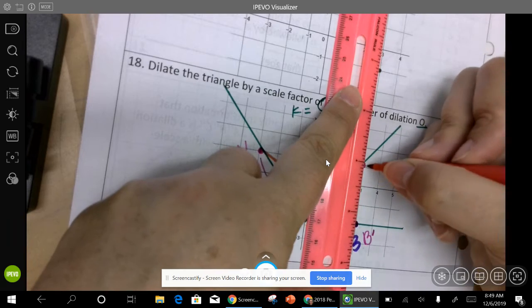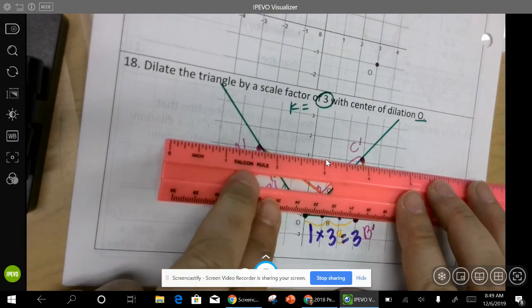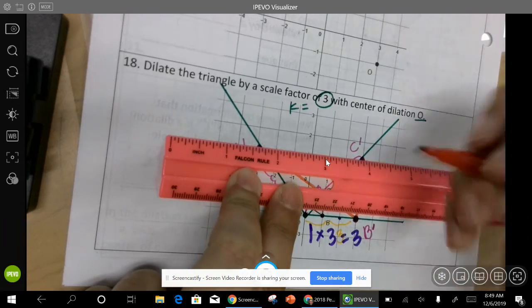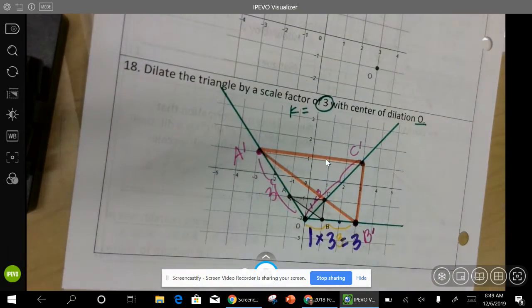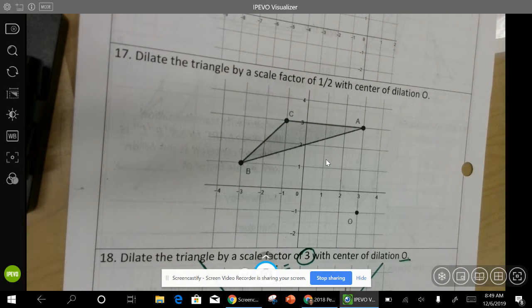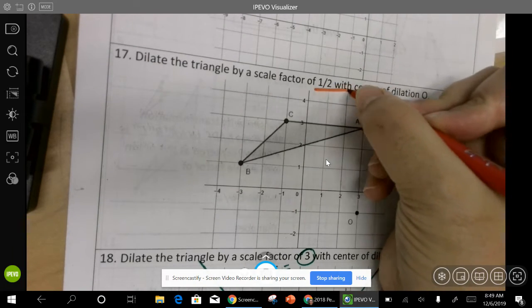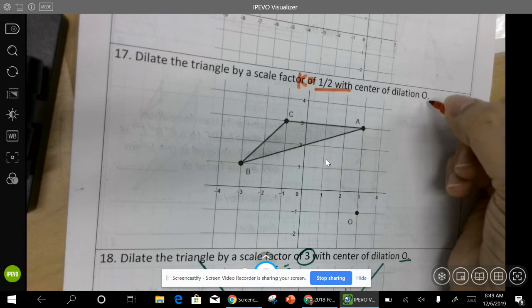So we dilated it, we enlarged it by a scale factor of 3. So we enlarged it by 3 times. It's like when you zoom in on your phone so that you can see something, you're increasing it by a scale factor of 3. Okay, this one says dilate by a scale factor of 1/2, so we know it's going to get smaller, with a center at O.